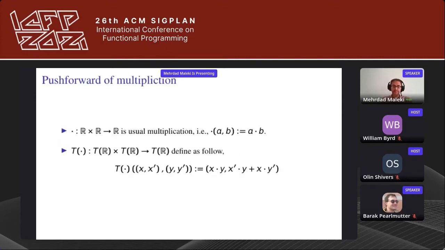And also, the push forward of the multiplication is defined naturally as follows. T of the push forward of the multiplication on the pairs (x, x prime) and (y, y prime), which belongs to the tangent bundle of R, is (x times y, x prime y plus x times y prime). And again, the second part belongs to the tangent space at point x times y.